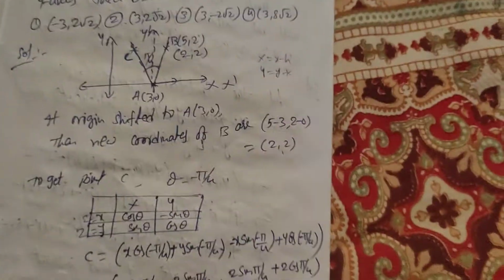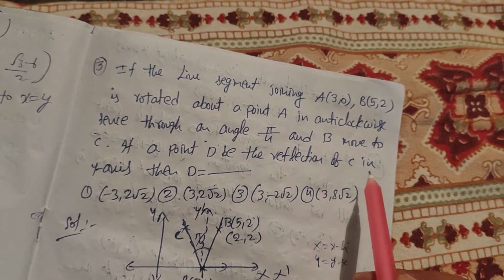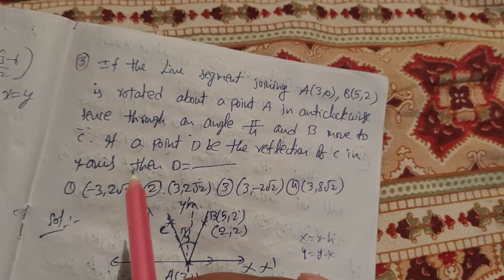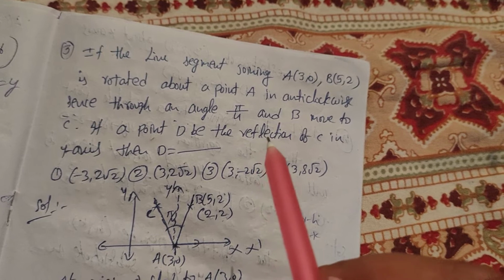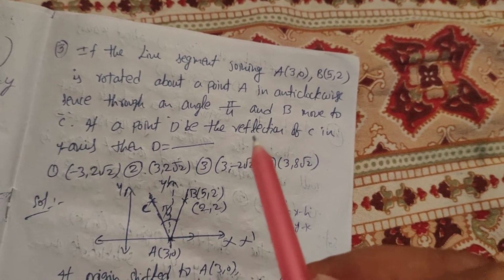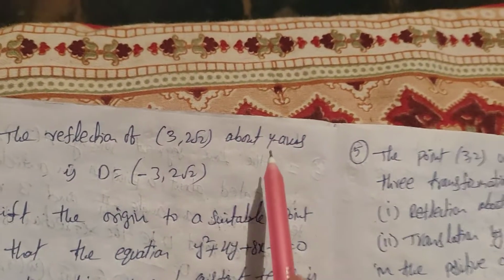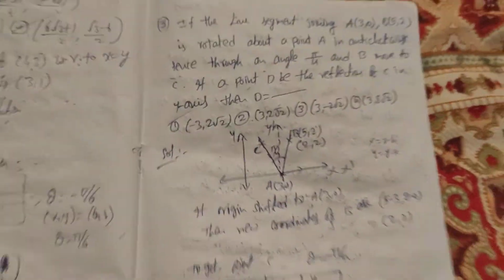Next question. Not completed this problem, so now he is in the third point. If a point D is the reflection of C in the y-axis, then D is equal to. Already we know that the reflection of any point x comma y about the y-axis is nothing but minus x comma y. Very important, you know. Already I gave this in the coordinate system. So now the reflection of 3 comma 2 root 2 about the y-axis is nothing but minus 3 comma 2 root 2, that is our required point D. So minus 3 comma 2 root 2 is the first option.